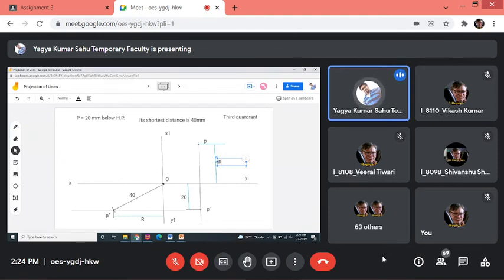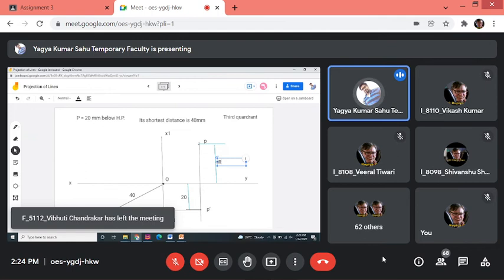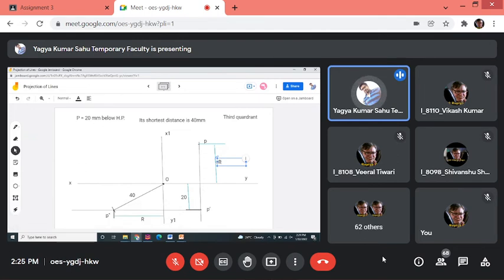Can you draw side view of any point now? साइड व्यू के लिए दो ही चीज याद रखना है. Distance of side view from xy equals distance of point from horizontal plane. Distance of side view from x1 y1 equals distance of point from vertical plane, either in front of vertical plane or behind the vertical plane. And the third is the distance of point, its shortest distance from intersection of all the three planes. Easy.